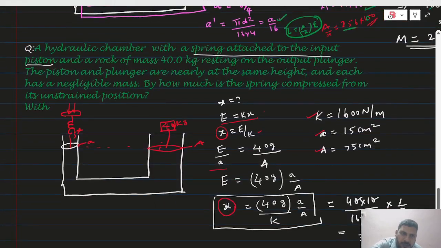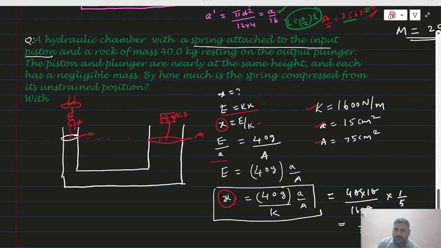Coming to another model. There is a hydraulic chamber with a spring attached to the small piston, the input piston. Sometimes they will say input and output, press puncture, pump puncture. So it differs from question to question. But Pascal's law is the same: F1 by A1 equal to F2 by A2. Pressure 1 is equal to pressure 2. Pressure at the smaller piston is equal to pressure at the larger piston at this point, right? So this is the only rule.